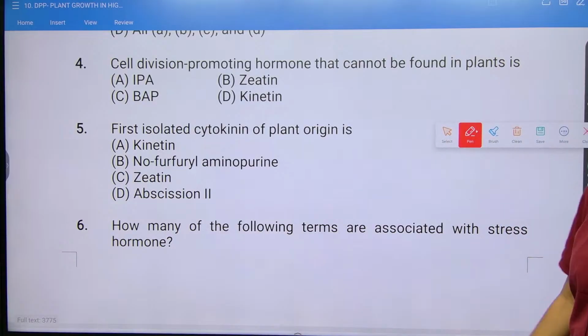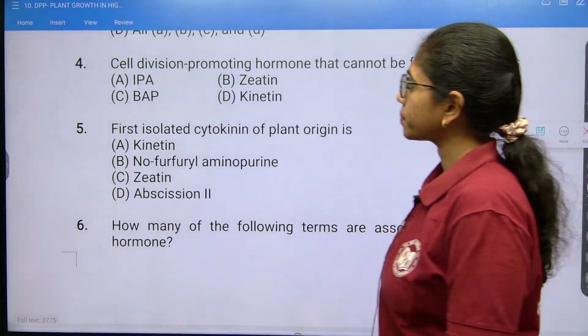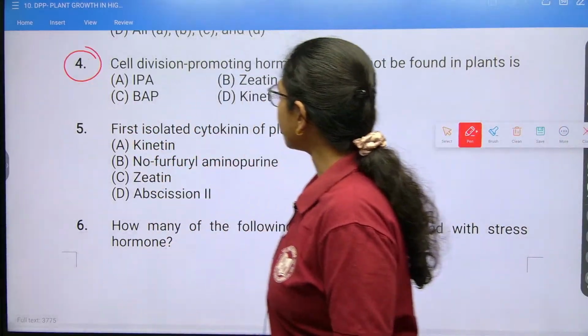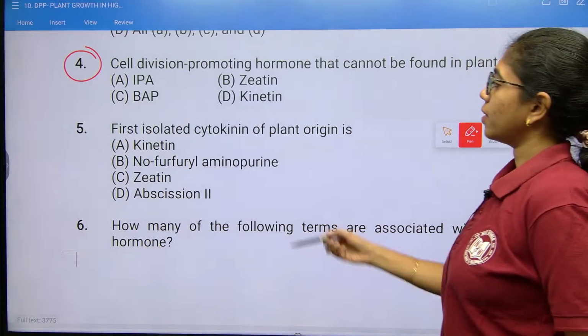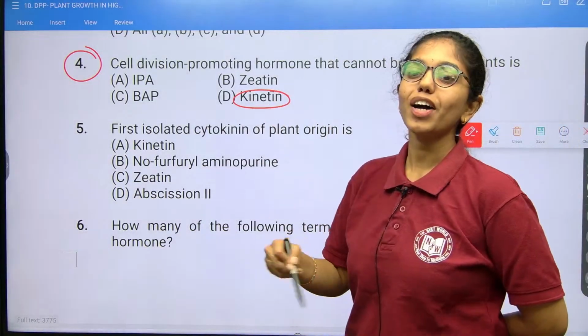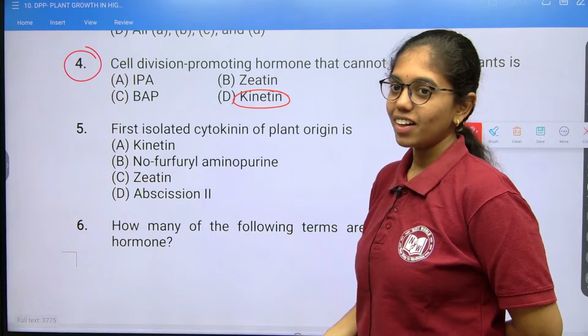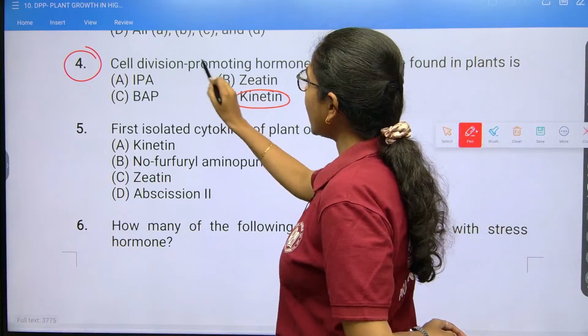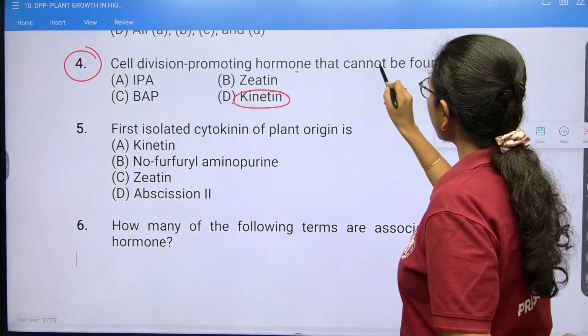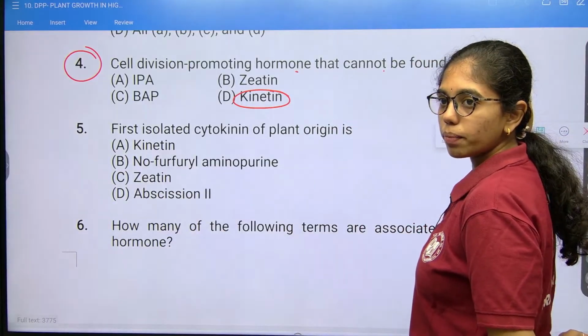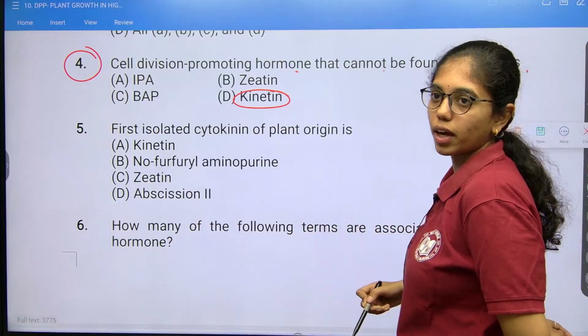Next question to team C. Cell division promoting hormone that cannot be found in the plants. Cannot be found in the plants means artificial form. That is how you have to apply. He is asking cell division promoting hormones means what? Cytokinin, which is not present in plants, cannot be found in plants means artificial form of cytokinin.